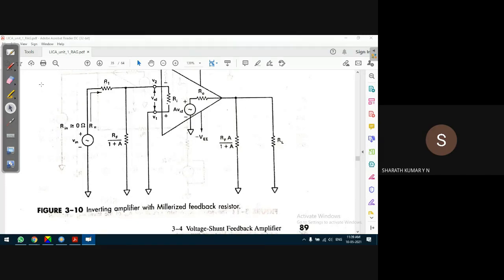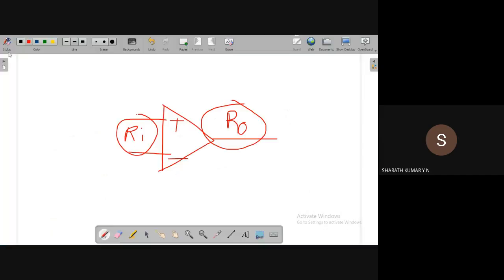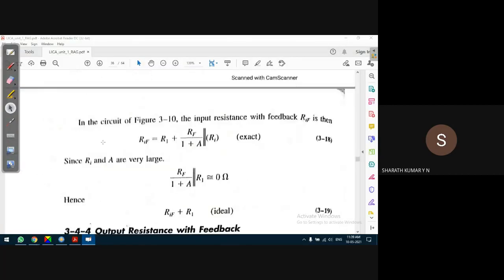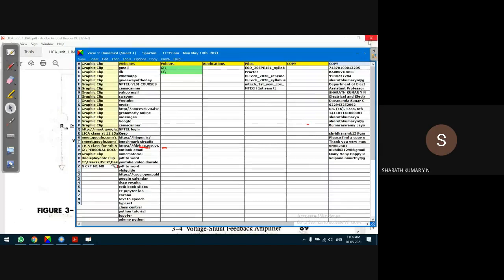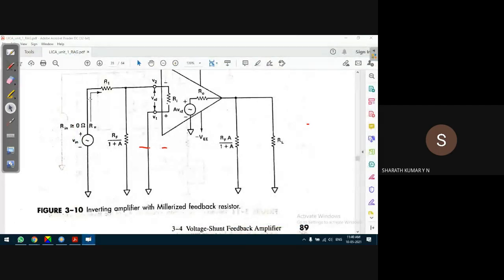Okay, here we go. Considering that, this Ri and R0 will change whenever there's a feedback. How far they change is discussed here. The effective input resistance with feedback, RF stands for feedback, is R1. If you observe this diagram, two resistances, R1 and Rf by 1 plus A, are in series.